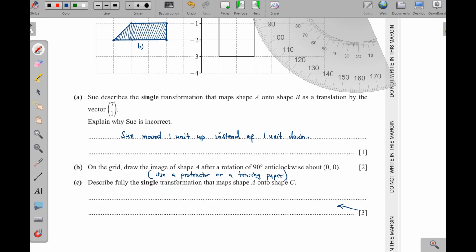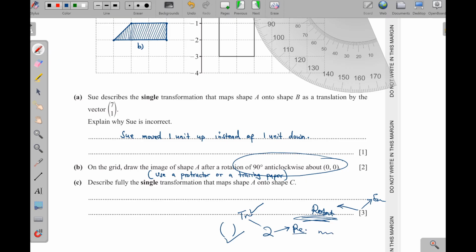If they are 3, then that is rotation or it is enlargement. But since we have done rotation here, this one cannot be what? Rotation again. And if there are 2, you look at reflection and translation. If it is translation, then you are going to say translation by vector, this. So saying translation is 1 mark, giving the vector is another mark. Then reflection, then you tell us the middle line. Reflection in the middle line. So reflection is 1 mark, and then the equation of the middle line is another mark.